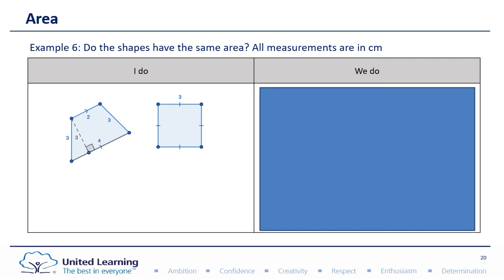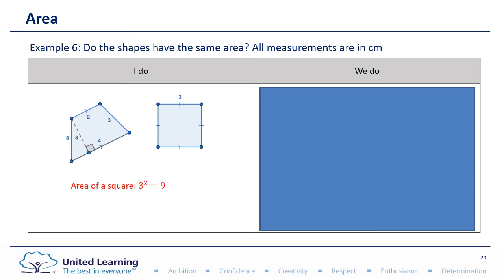Example 6. Here we are given two shapes and asked if they have the same area. Again, the measurements are given in centimeters. To compare the two shapes, we must first work out the area of each of them. Let's start with the shape on the right. The little lines on the sides of this shape signal to me that they are all of equal length, making this shape a square. To work out the area of a square, I square one of the sides, which is 3 squared, to give me 9.